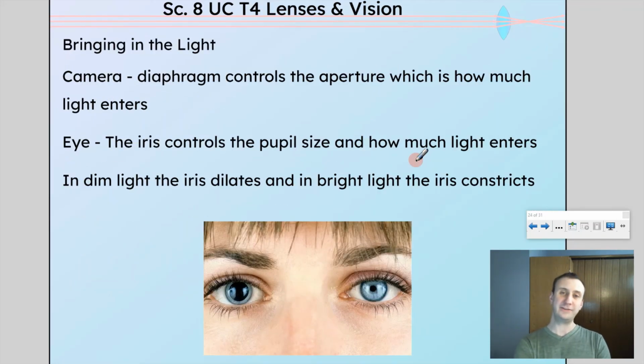For bringing in the light in a camera, we have a diaphragm that controls the aperture, which is how much light enters the camera. And maybe if you've ever gone to photography, you've learned about aperture. It's how much light can make it in. Well, with our eye, we have instead the iris, the colored part of the eye that changes shape to allow more or less light to come in.